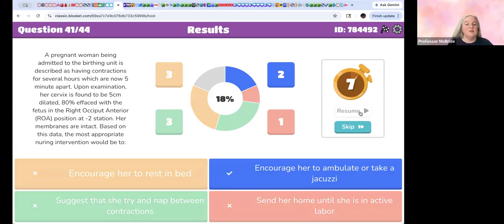So let's talk about her. That was a lot of information. She's pregnant. She was having contractions for several hours. Her contractions are now 5 minutes apart. Her cervix is 5, 80%, and -2. Her baby is right occiput anterior. Her water is intact. So what stage and phase of labor is she?